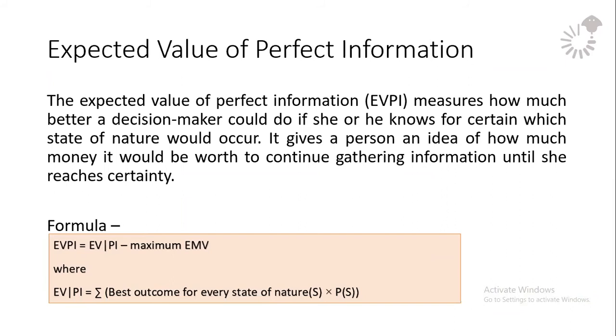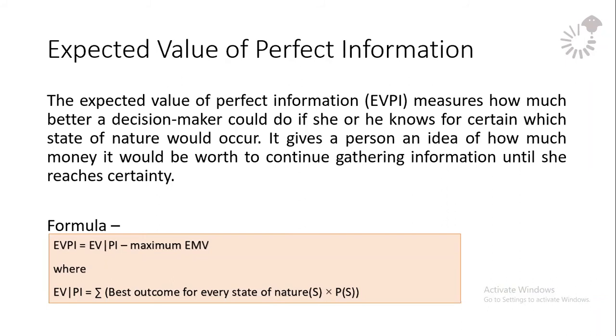The expected value of perfect information, or EVPI, measures how much better a decision maker could go if she or he knows for certain which state of nature would occur. So sa EVPI daw, tinitingnan natin kung nagkakaroon na equivalent value or numerical value yung point kung saan yung decision maker alam niya or meron siyang 100% knowledge. Alam niya kung ano yung mangyayari.